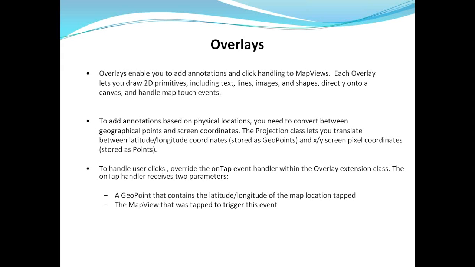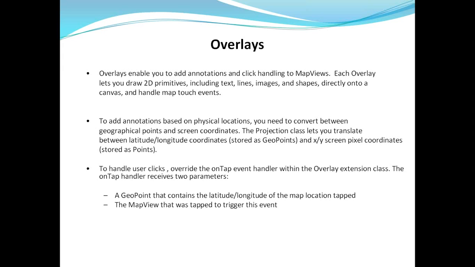To add annotations based on physical locations, you need to convert between geographical points and screen coordinates. The projection class lets you translate between latitude and longitude coordinates, stored as GeoPoints, and XY screen pixel coordinates, stored as Points. So basically, to draw an overlay, we convert the GeoPoints into Points, the XY screen pixel coordinates. We do this with the help of the projection class. We will see an example of how to do this.